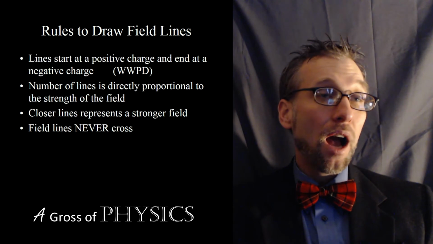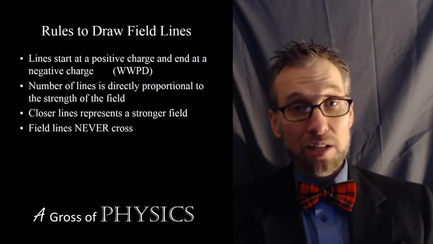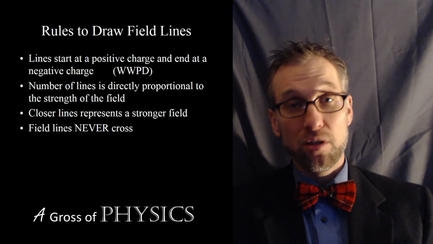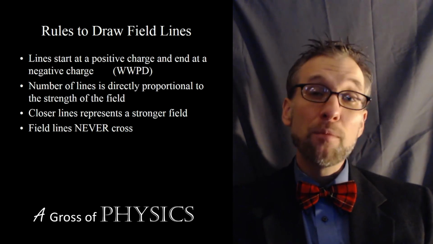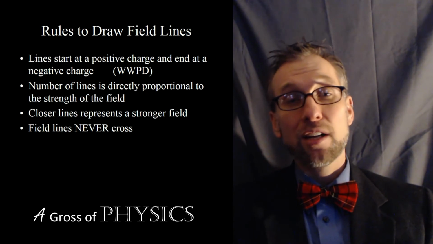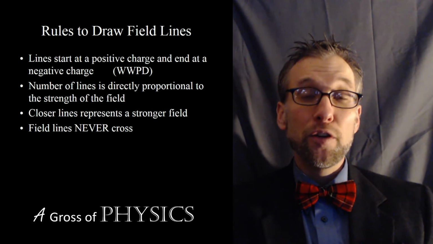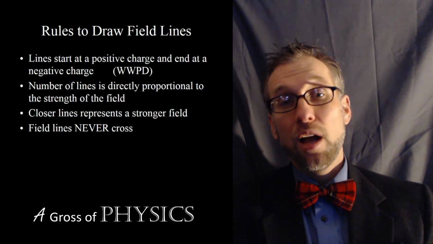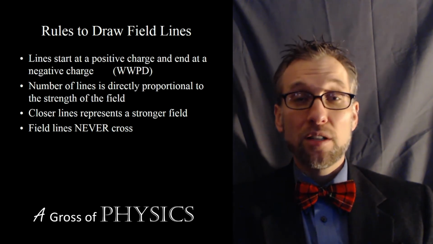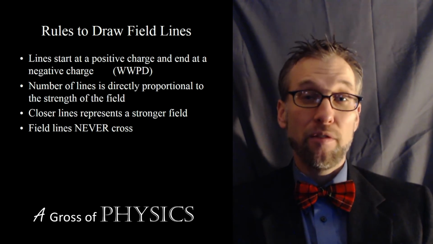If we think about the rules for drawing the electric fields, we always start at a positive charge and end at a negative charge, because a proton will move away from a positive charge and towards a negative. The number of lines is directly proportional to the strength of the field. So if we had two identical spheres and we were trying to find the field around them, a stronger field would have more field lines than a weaker field. The closer the lines are to one another, just like in a topographical map, that would represent a stronger section of the field.